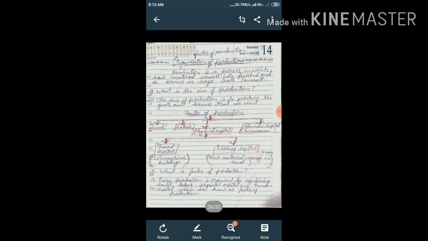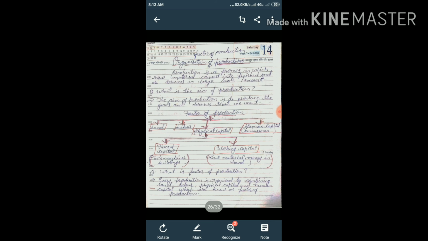Physical capital. In physical capital there are two parts, just like you see in this tree diagram. First is the fixed capital, and next one is the working capital. In fixed capital there are tools, machineries, buildings. They are fixed. Only one time we have to purchase those things, and after that we can use them for many years. So that is the fixed capital.